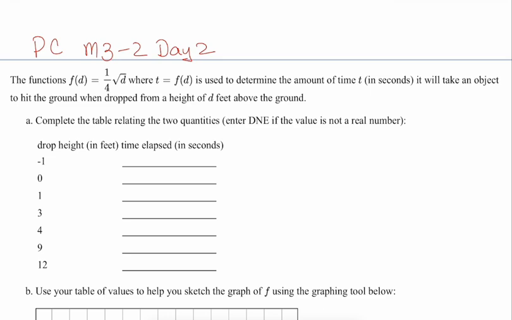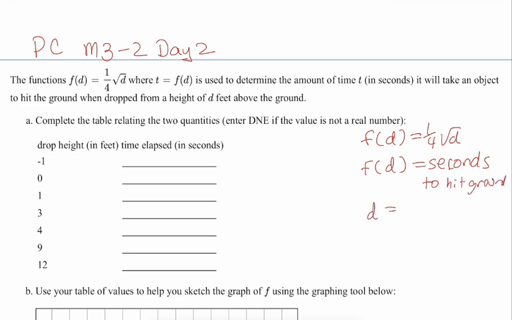Okay. So we have this function, f of d is 1/4 square root of d. So I'm going to write this function down over here. If you have a sheet of paper, write this down. And let's write what everything is telling us, okay? F of d is used to determine the amount of time in seconds that it will take an object to hit the ground. So F of d is seconds to hit the ground. And then d, they said, is the height that they dropped the thing from, and they did that in feet.